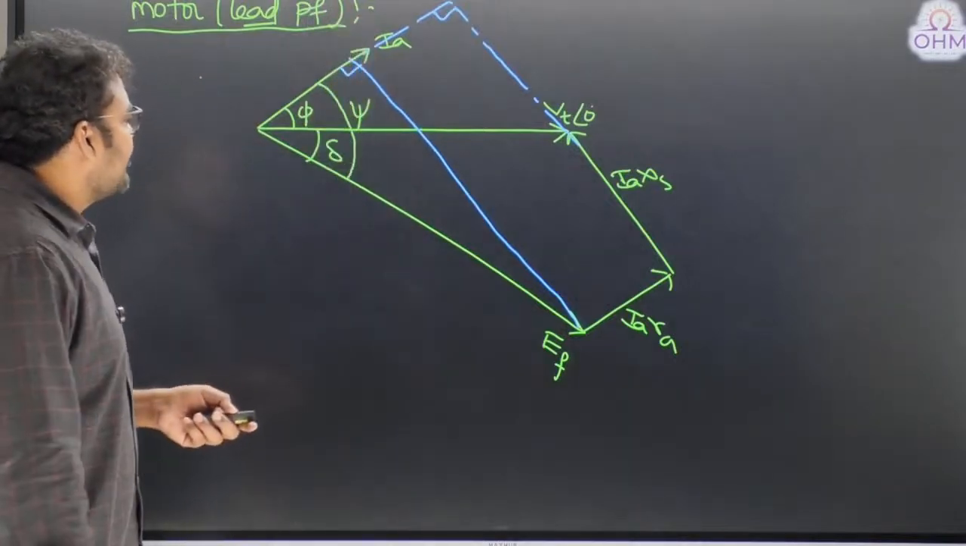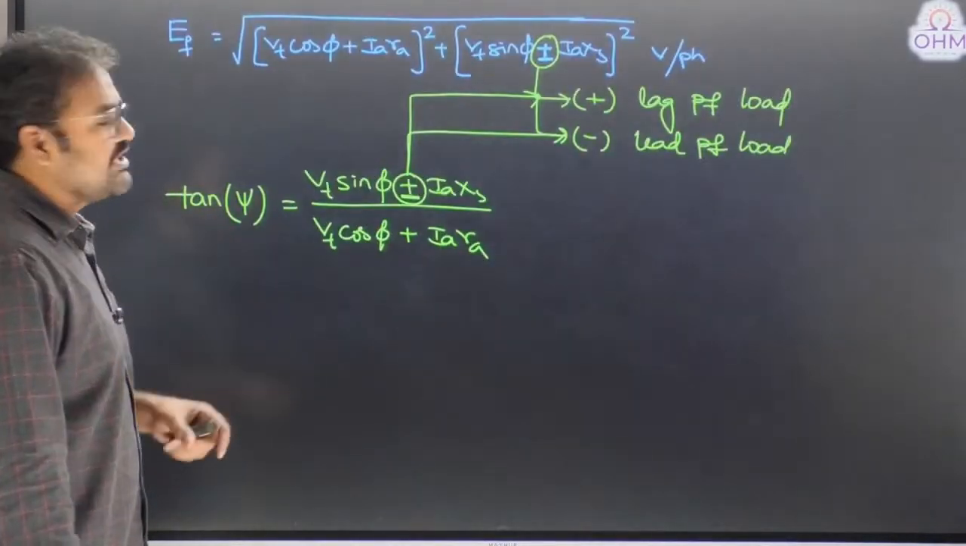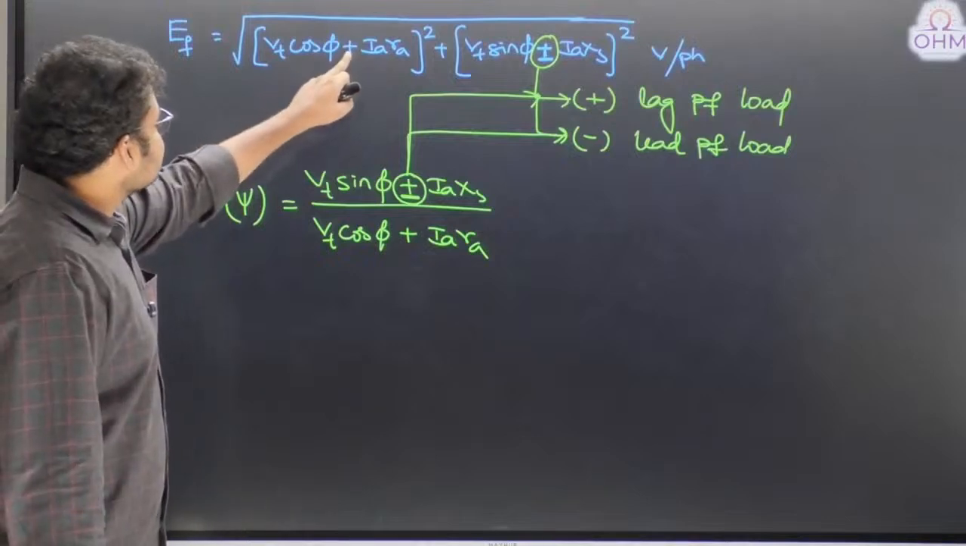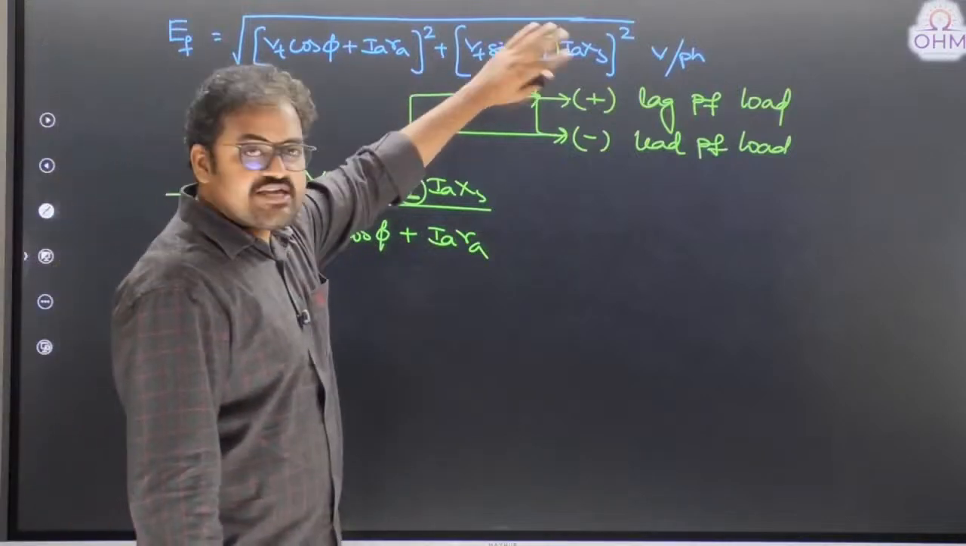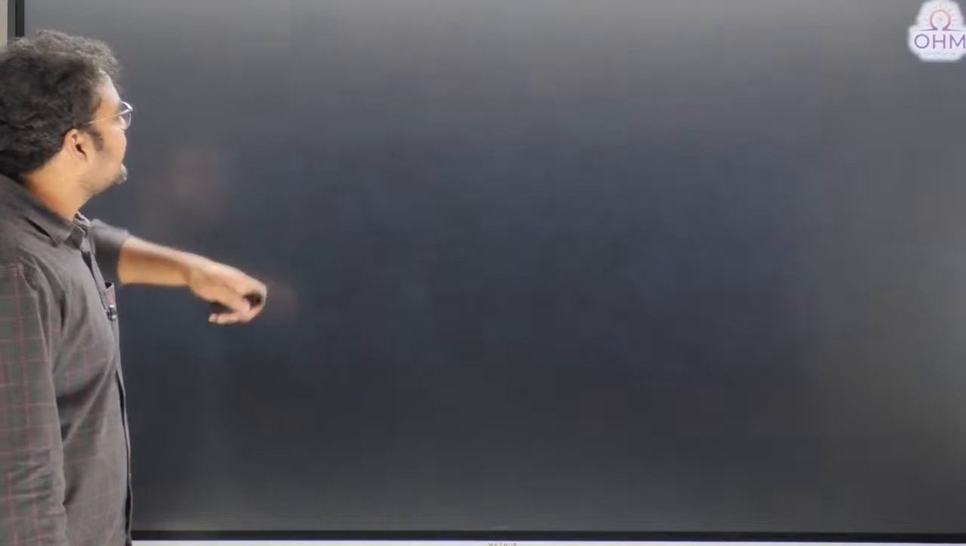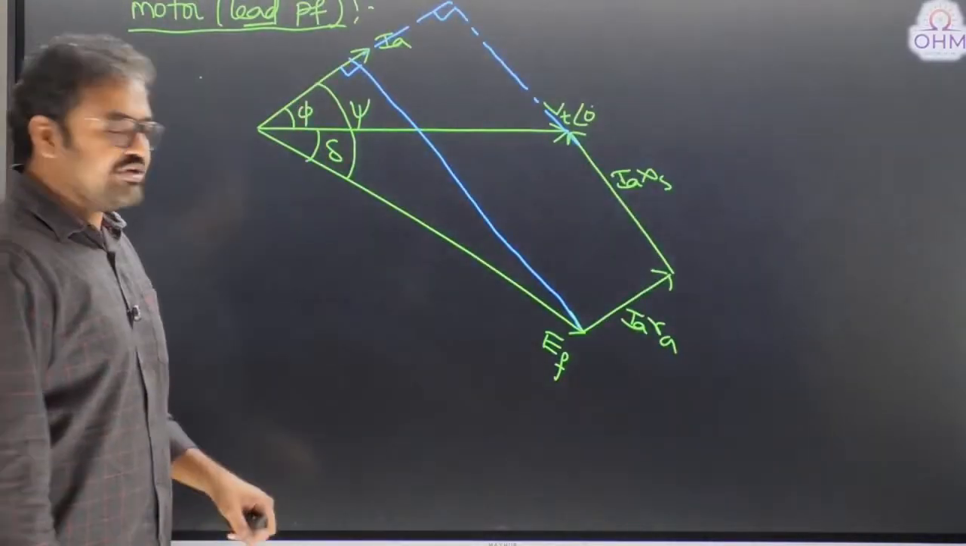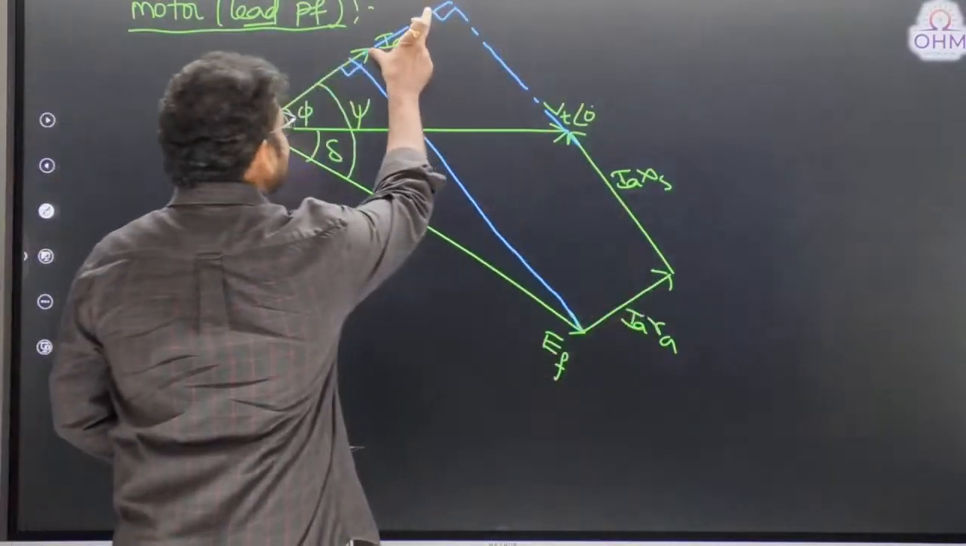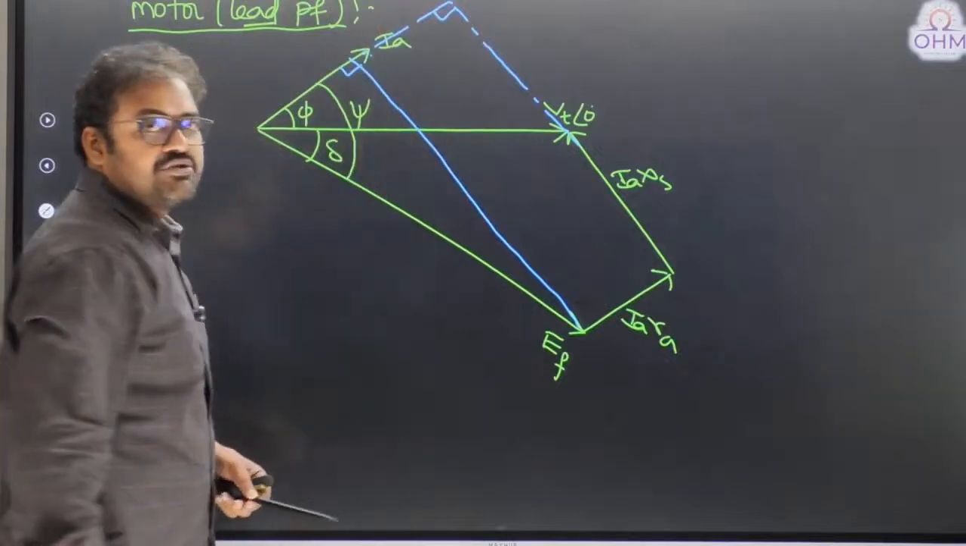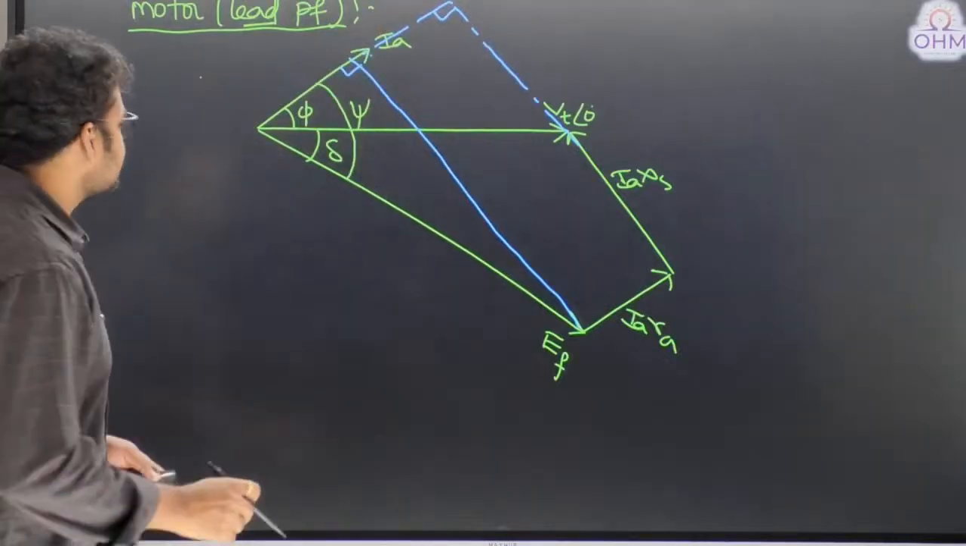Finally, you can develop the formula for EF. I don't want to derive it. I will directly write down what is the only difference. This plus sign becomes minus. Exactly, current will reverse and you can prove it. From this phasor diagram you can prove it. This is IaRa, this is also IaRa. You can try to prove it.